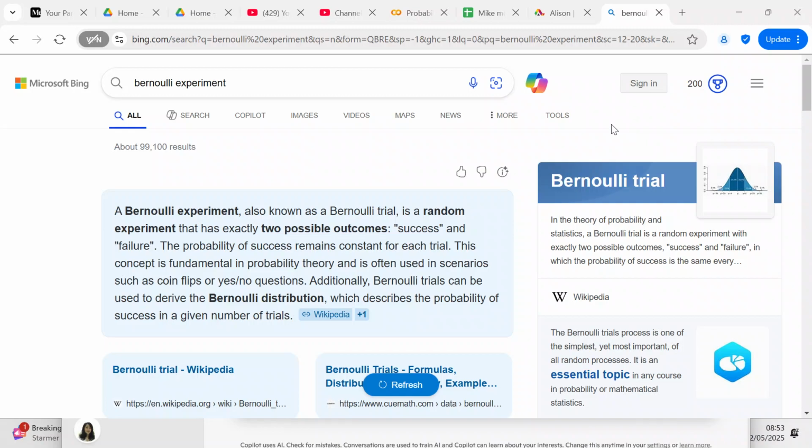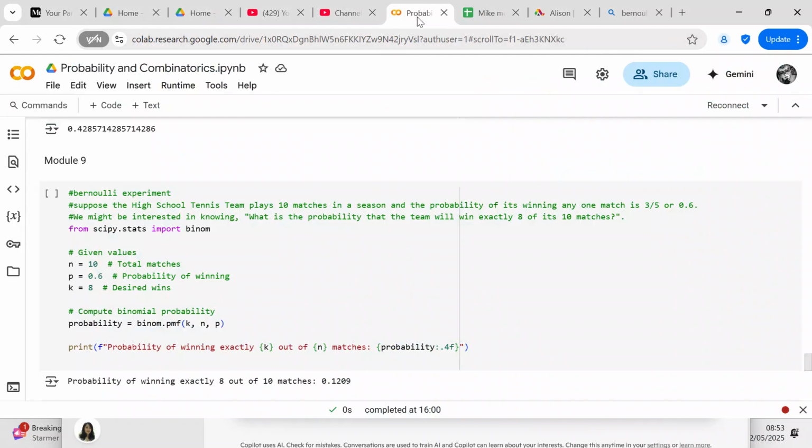number of trials. So now that we have discussed the Bernoulli distribution or the Bernoulli experiment, what we're going to do is go over some examples of the Bernoulli experiment in Python. We're going to use the coursework in the Alison course, Probability and Combinatorics, go over the questions that they had in the coursework, and solve these questions in Python.